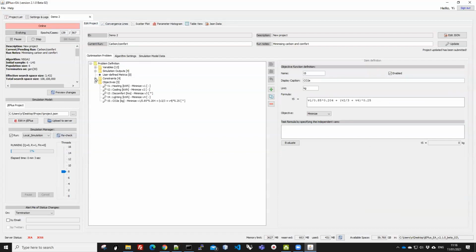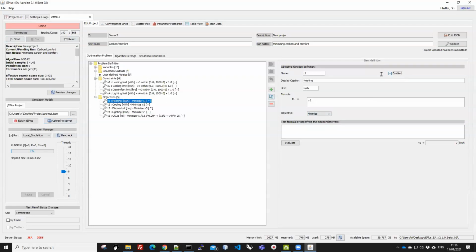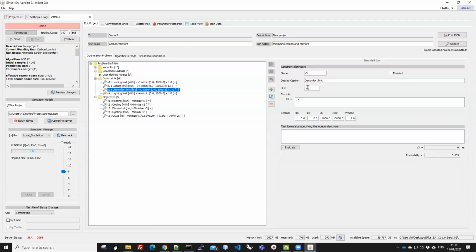So let's go back to our project settings, and we disable the carbon emission. We go back to heating and cooling, actually, and we remove discomfort as an objective, but enable it as a constraint here. So this is our constraint, discomfort limit as a constraint.